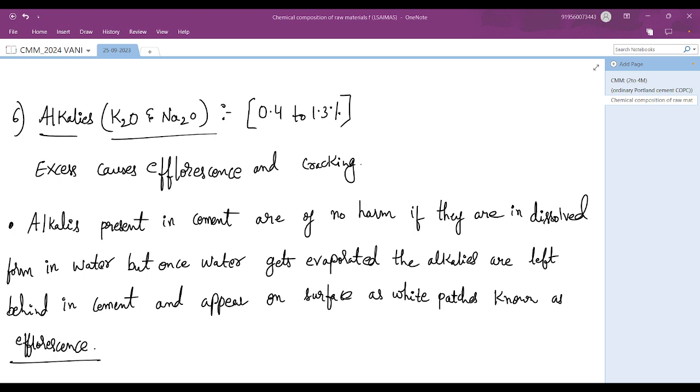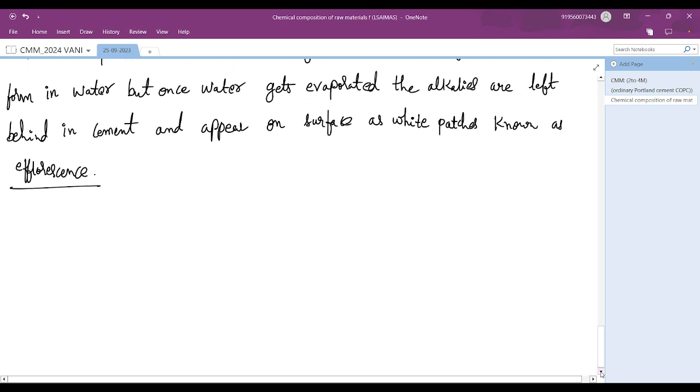Now the last one here is sulfate or sulfur, obviously. The form of sulfur that is present in the cement is sulfur trioxide.